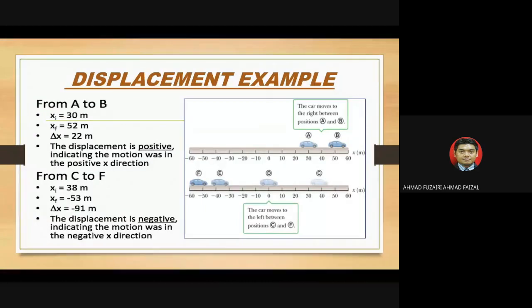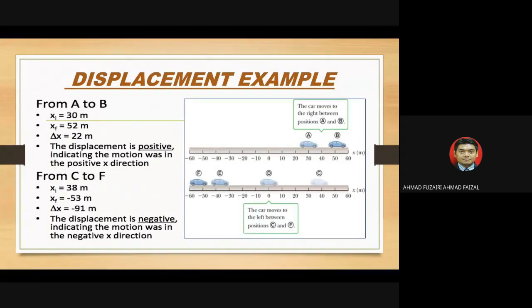Meanwhile, the second situation is from point C to F. For example, if the car moved to the left from position C at 38 meters and stops at position F at negative 53 meters, the new displacement delta x of the car now is negative 91 meters. We say that this displacement is negative and indicates the motion of the car was in the negative x direction too.